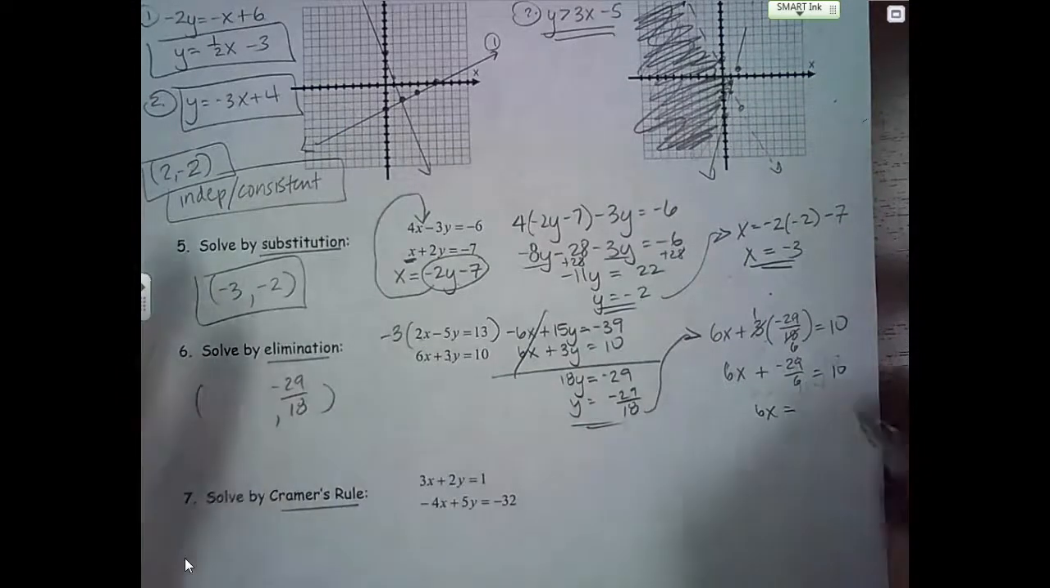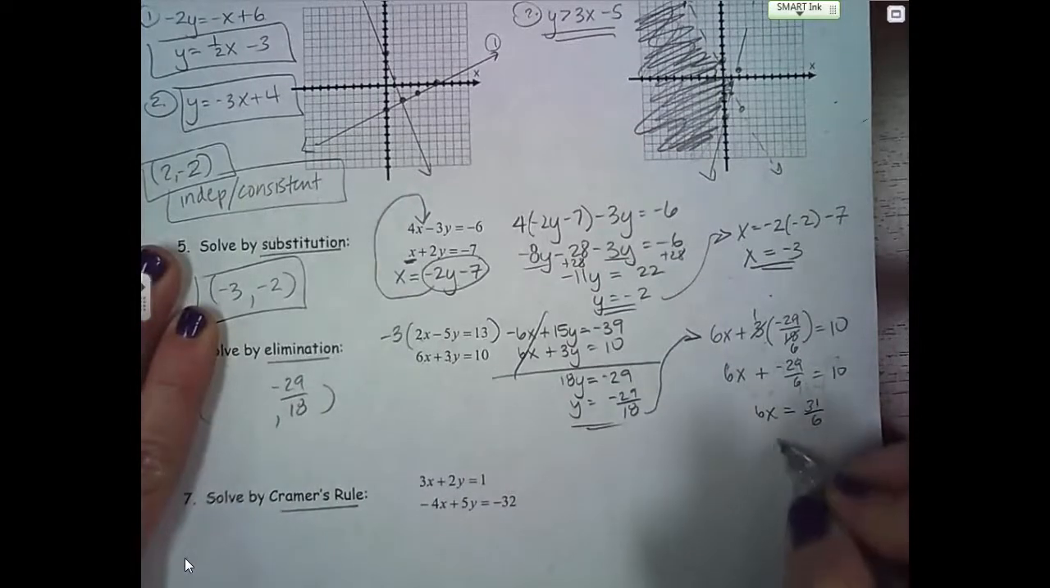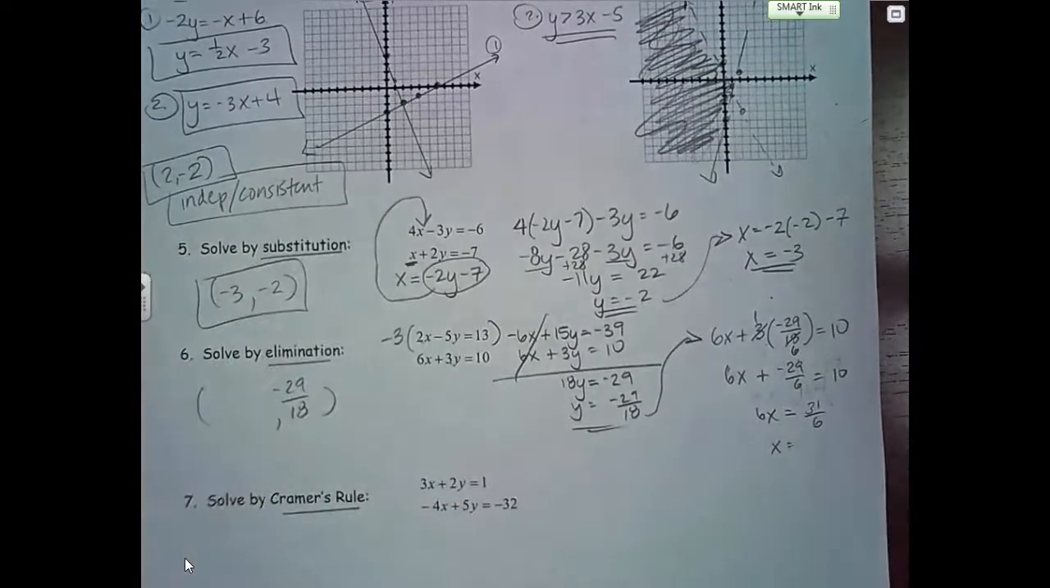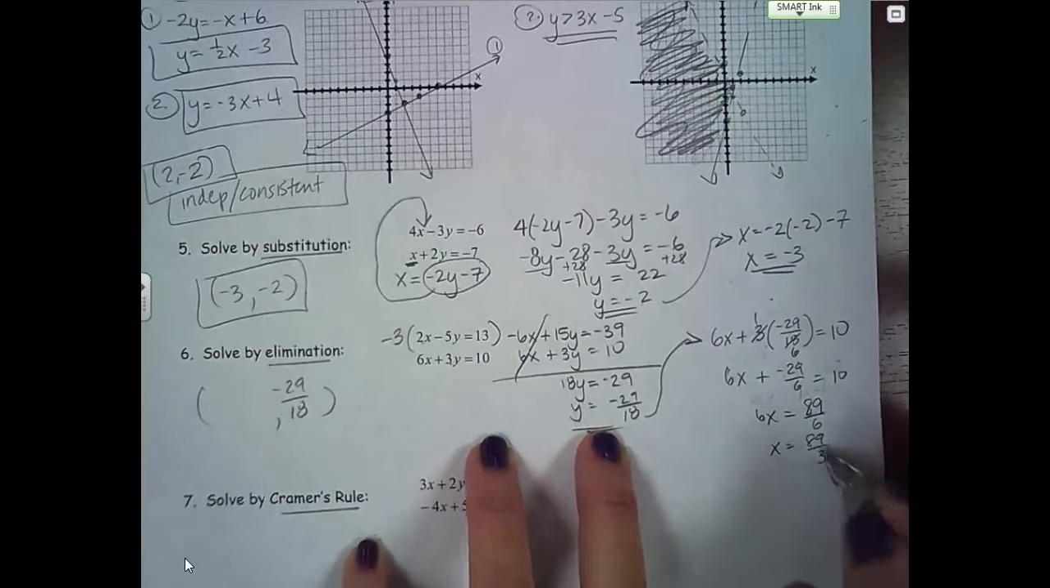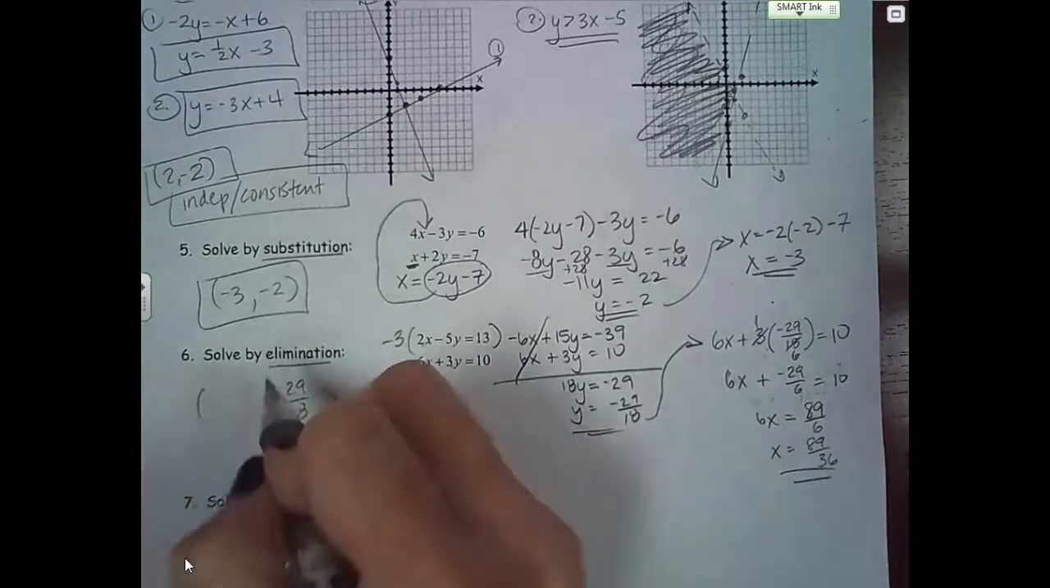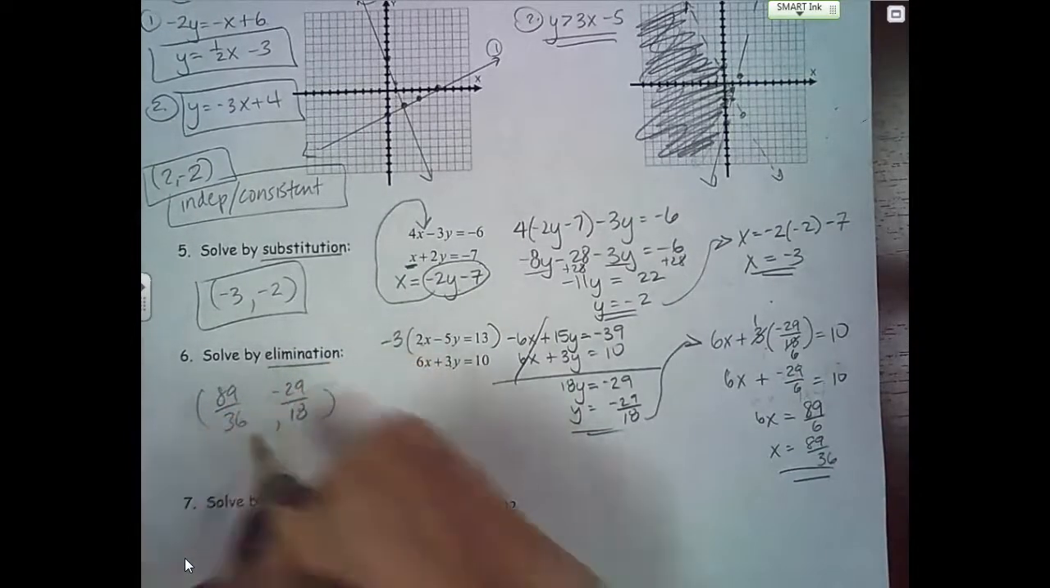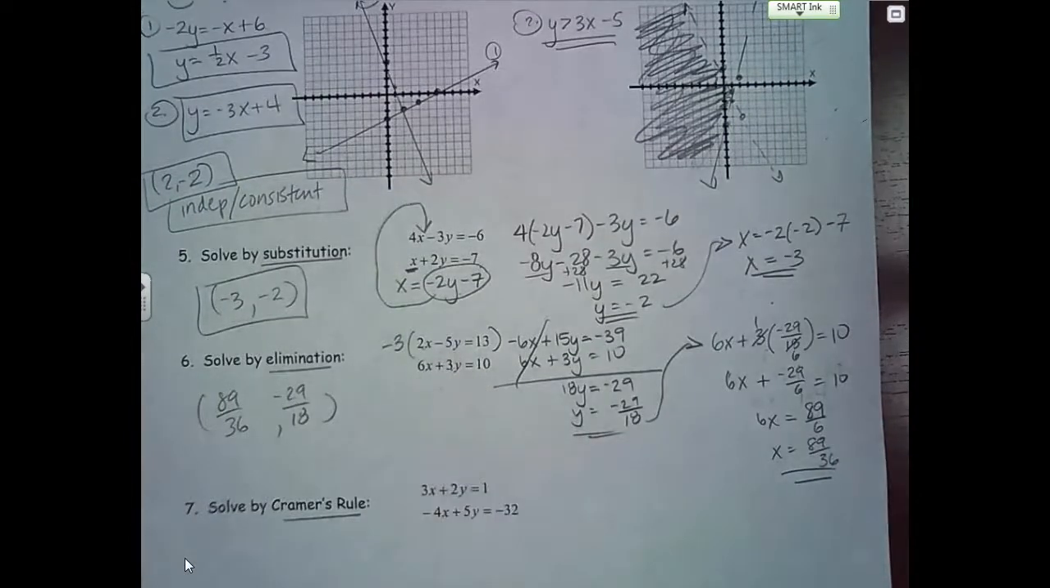you get 31 over 6. So 31 over 6 divided by 6. Okay, then 89 over 6, divide both sides by 6, and you end up with 89 over 36. Very messy answer. But when you go back and plug it in, they both work.